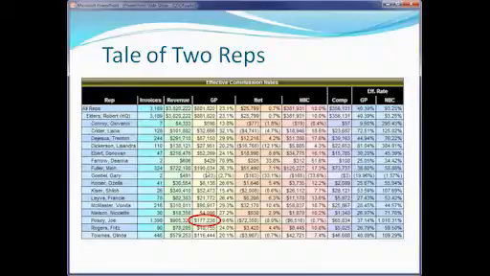He's the top of the list. Joe generated about $900,000 in revenue, $177,000 in gross profit. And when we look at his NBC, we're actually $6,500 underwater.